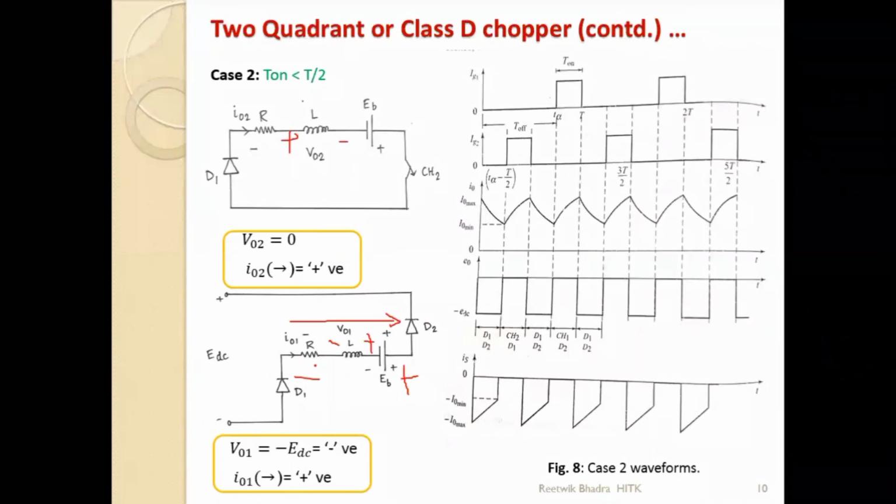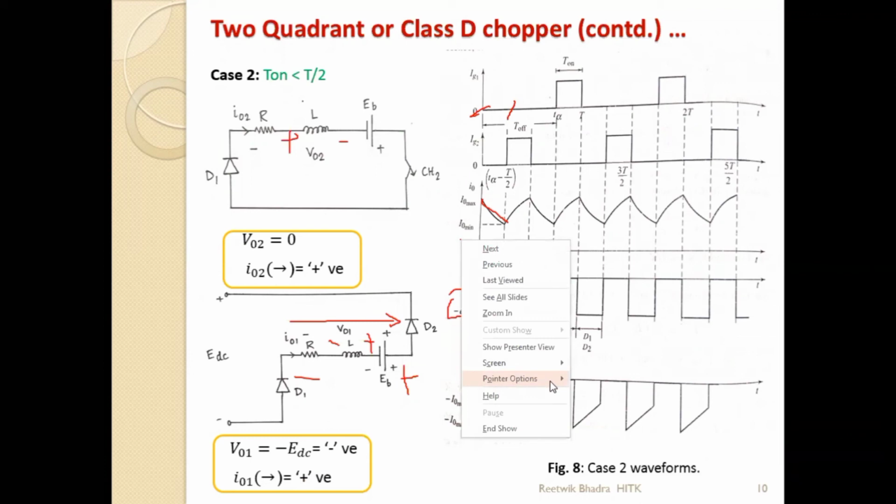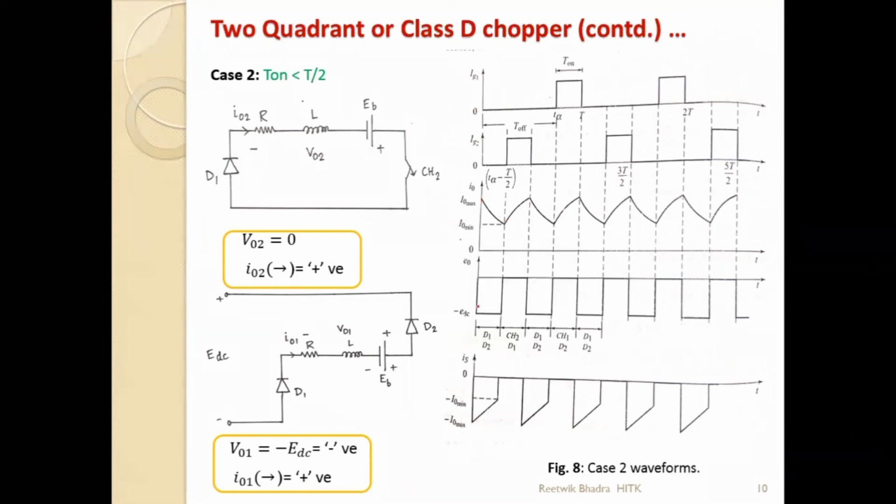Since I naught 1 is flowing in the same direction as I naught 2, it will be treated as positive. But what is now happening, it is discharging. So during this period which we are studying, the inductor current, I naught, is discharging, which is nothing but your load current. What is my E naught? Minus EDC. So I have drawn minus EDC over here and discharging current over here.